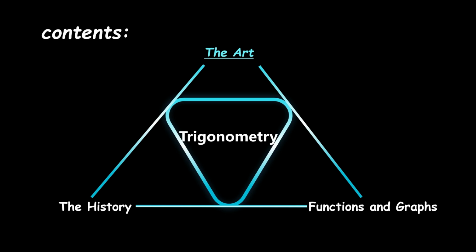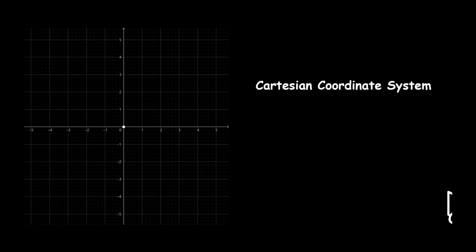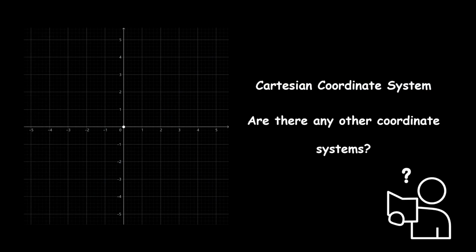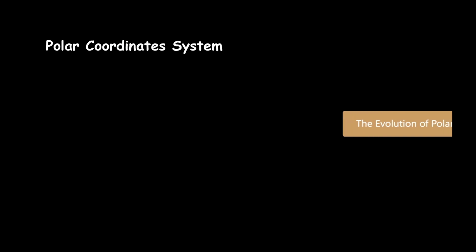Next, we move to an exciting section, exploring the artistic side of trigonometry. Before we begin, let's introduce a concept. This is a Cartesian coordinate system, the most commonly used one. But are there other coordinate systems? The answer is yes. One such system is the polar coordinate system.